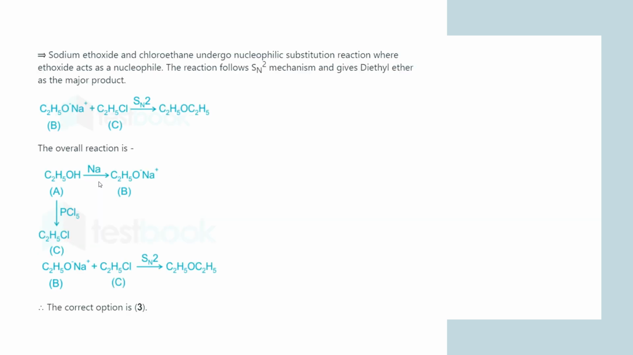And the overall reaction you can see here, when we combine B and C, they undergo SN2 type substitution, and you finally get the diethyl ether as the major product. Okay, so this is the diethyl ether moiety which you get upon the reaction of B and C. So with this, you get option number 3 as the correct answer.